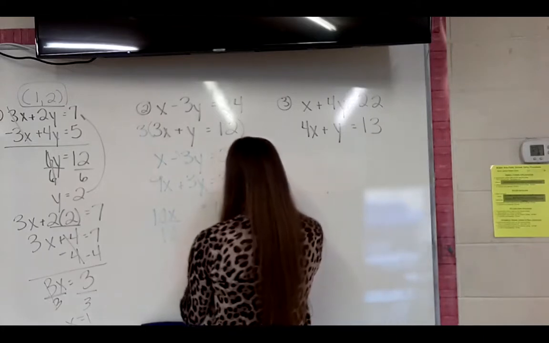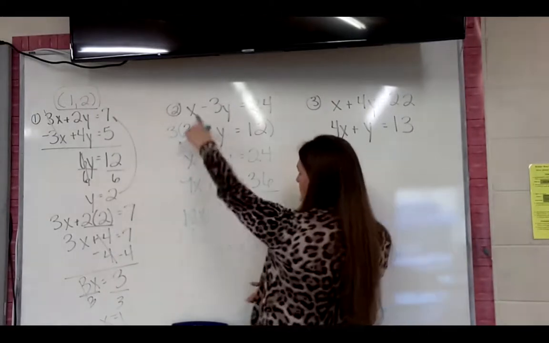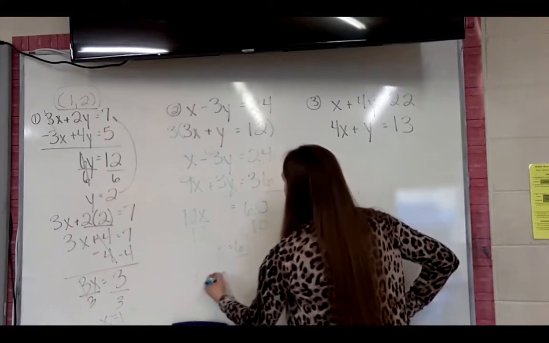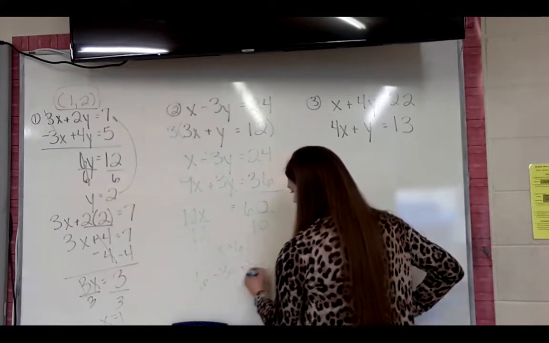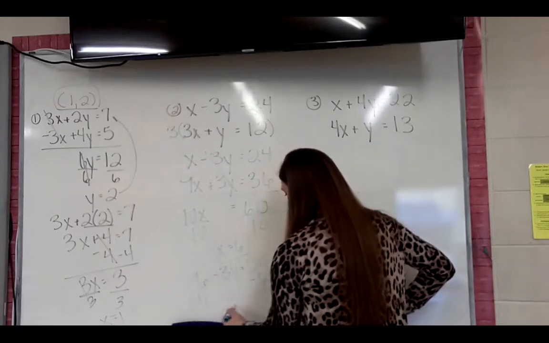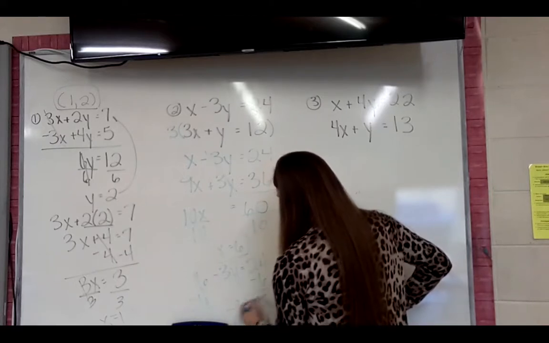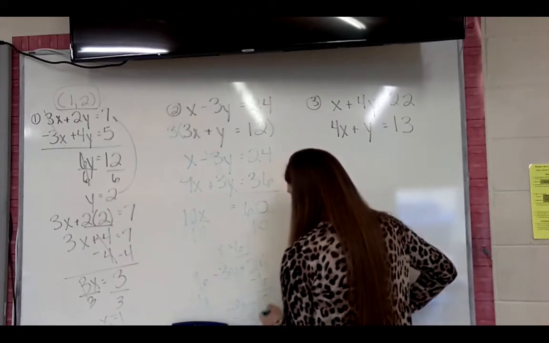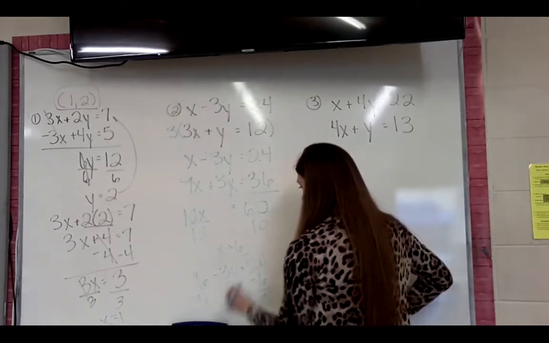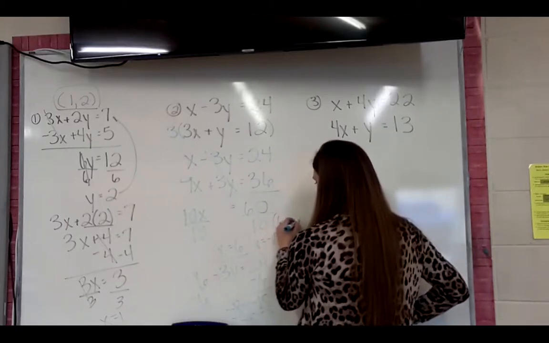x is 6. So now I go back and plug it into one of the originals to figure out y. I'm just going to plug it into the first one. It doesn't matter which one you plug it into. 6 minus 3y equals 24. Subtract 6 from both sides. I have negative 3y equals, let's see, what is that, 18. Divide both sides by negative 3. 18 divided by negative 3 is negative 6. So my solution is the point 6, negative 6.